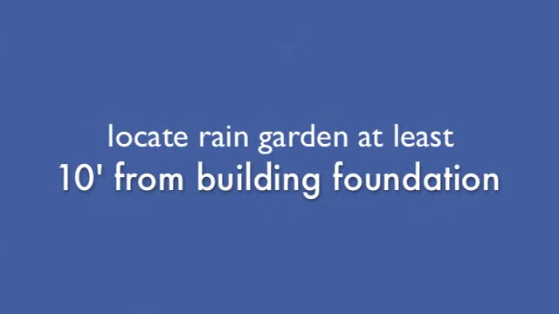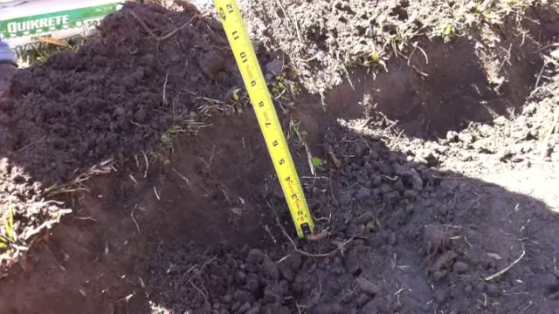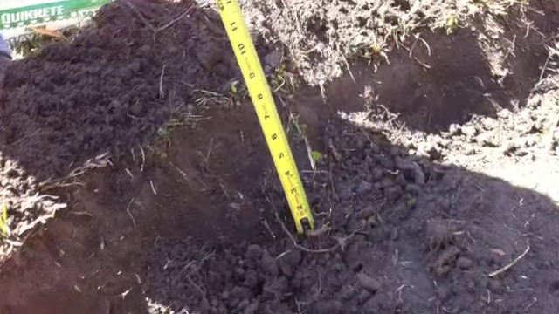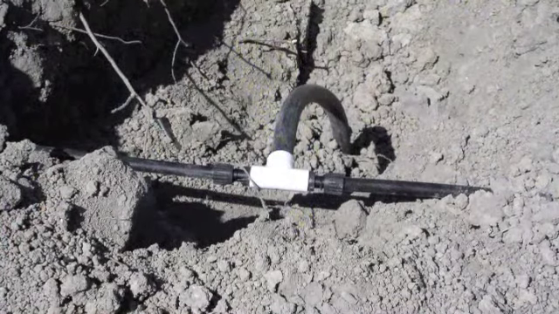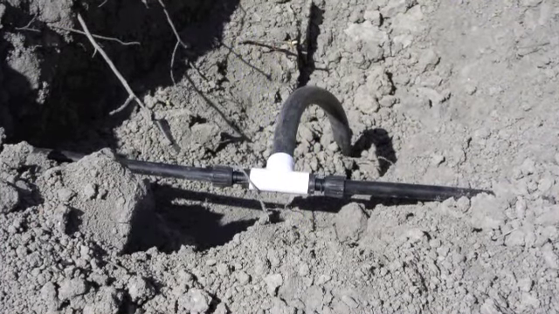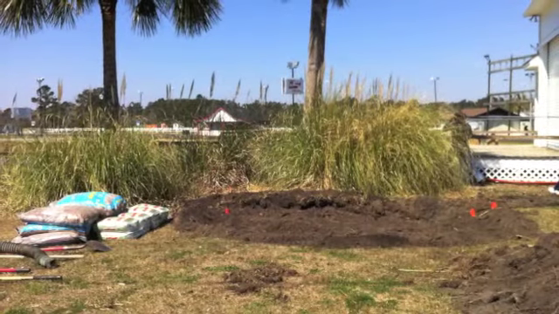At least 10 feet from the building foundation, and at least 25 feet from the septic system drain field. Avoid shallow water tables, that is, less than 18 inches deep, and make sure your rain garden is away from utility lines. Ensure there are no buried cables or pipes in the excavation area. And if possible, place your rain garden in full to partial sun.